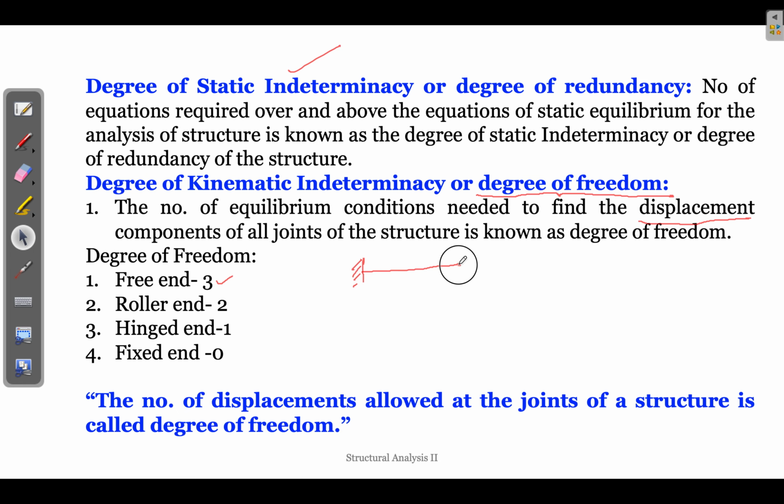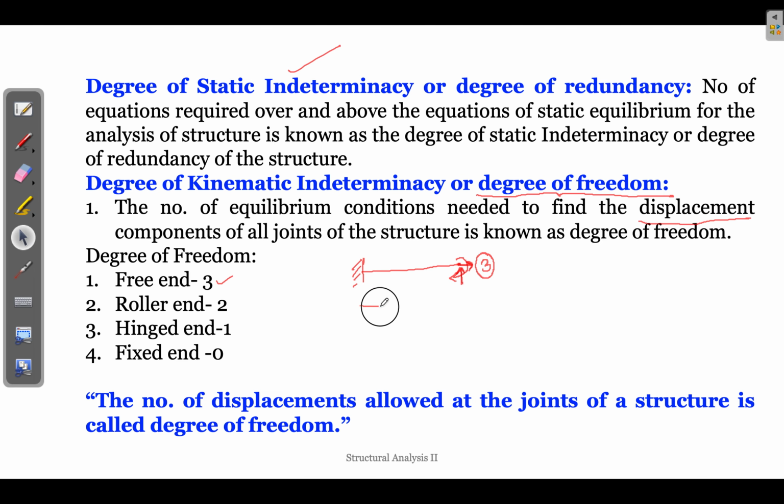This free end is capable of a translation movement, it can go like this. It can also have a rotation, and it can also move in this direction. So it can move in 3 directions. That's why it is free to move in 3 directions, so degree of freedom or kinematic indeterminacy is 3 for this.